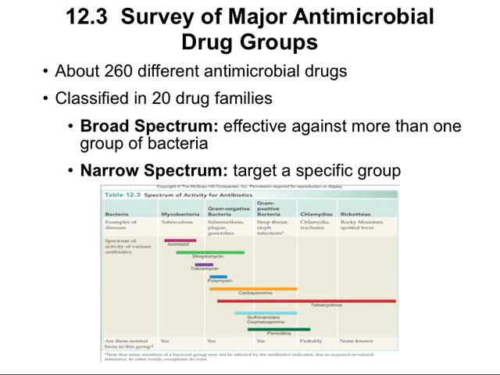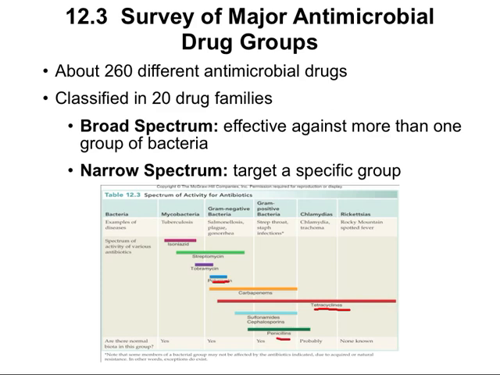We can begin by thinking about them as either broad spectrum or narrow spectrum. Broad spectrum being effective against more than one group of bacteria, and narrow spectrum having a target that's very specific. If we look in this figure, for example, we'll notice that tetracycline has a very broad range. However, penicillin has a much more narrow range.